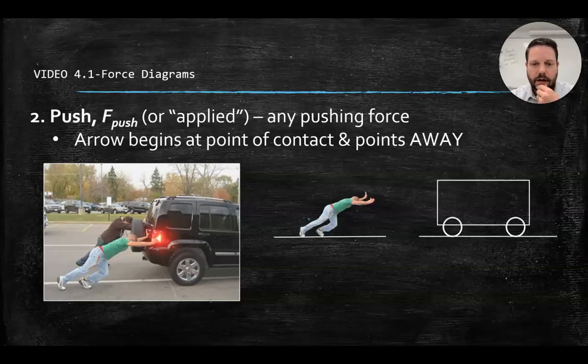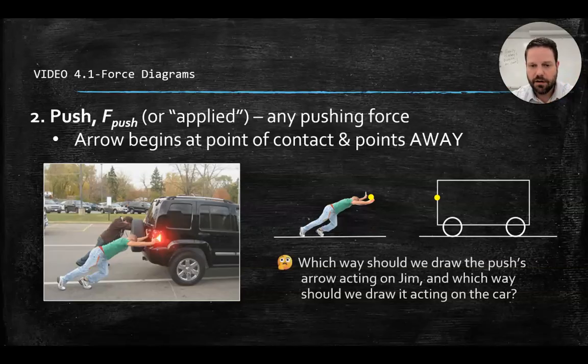So I can be looking at, let's take Scott for example, or I can be looking at the car, and we want to be thinking, if there's a point of contact where the hands are touching the car, then which way would we draw the push arrow for Jim, and which way would we draw the push for the car? So you can pause here and think about this for a second.